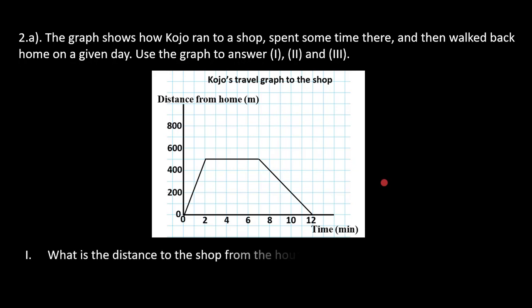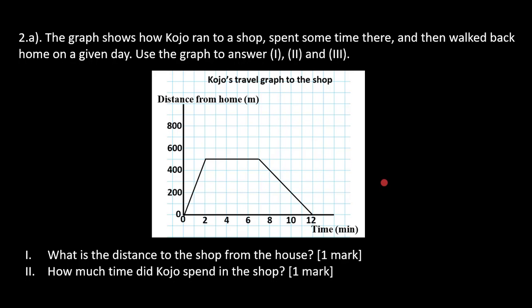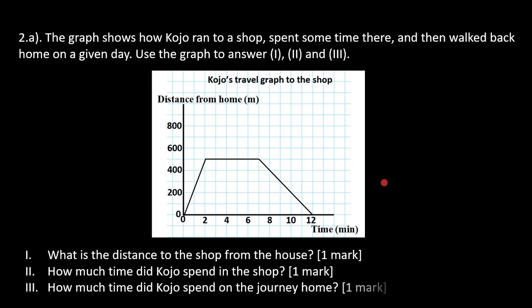And then now the question was, what is the distance to the shop from the house? That's 1 mark. And ii, how much time did Kojo spend in the shop? That's also 1 mark. Now, how much time did Kojo spend on the journey home? That is iii. That was also an additional 1 mark.